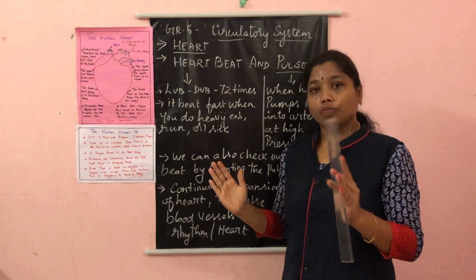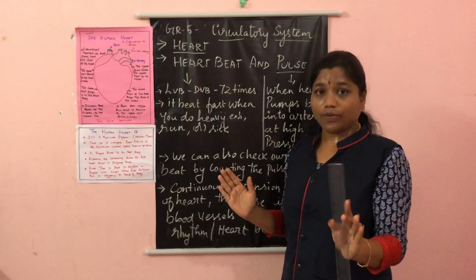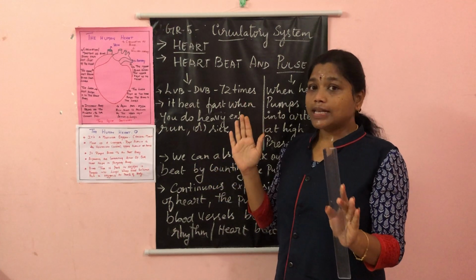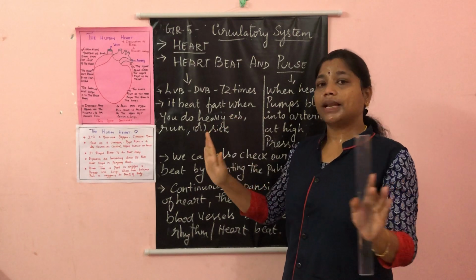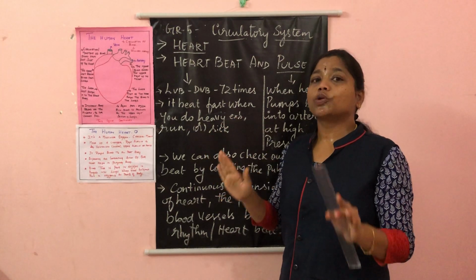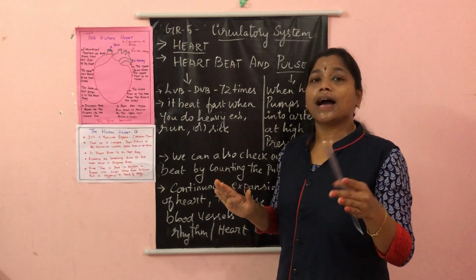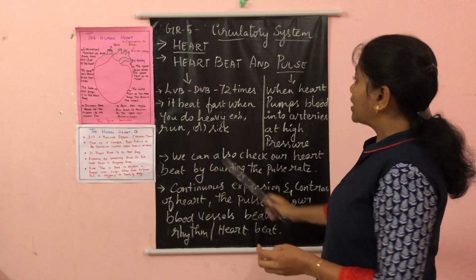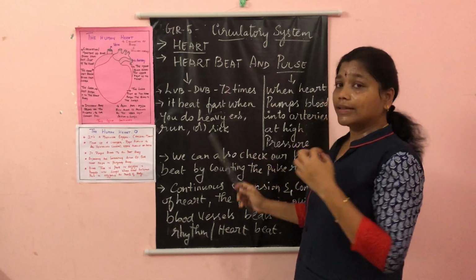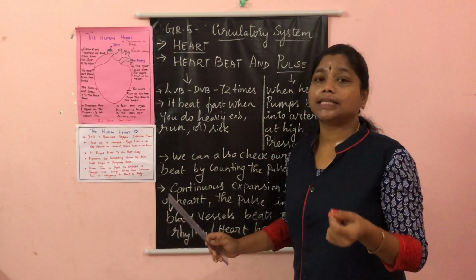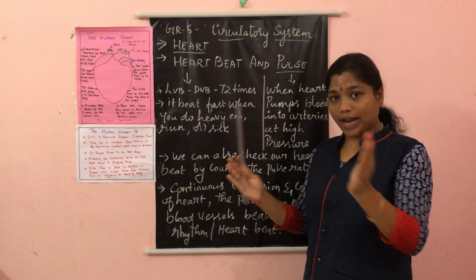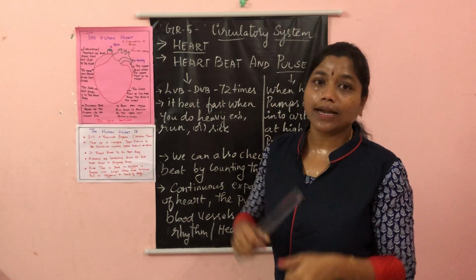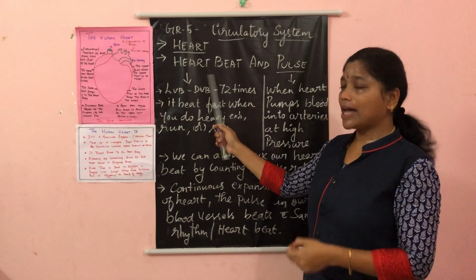Clear, all of you? So both the rhythmic contraction and expansion as well as the high pressure of the arteries will be at the same rate, so that we can calculate the heartbeat based upon the pulse rate also. So, are you all clear with this? What is heartbeat? The number of times the heart beats, that is the lub-dub sound we hear, the contraction and expansion of the heart, the pumping of the heart, is called heartbeat.